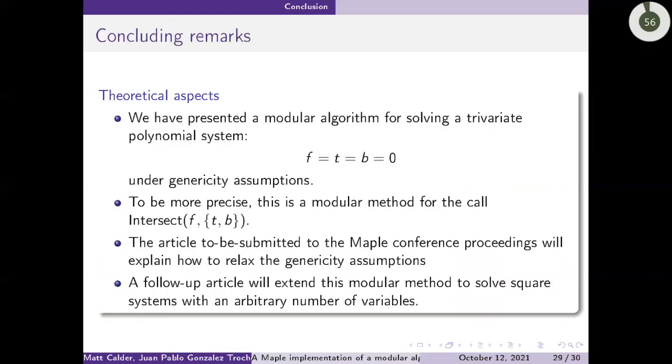The conclusions. The theoretical aspects. We have presented here a modular algorithm for solving a three-variate polynomial system of equations, F equal T equal B equals 0, under genericity assumptions. To be more precise, this is a modular method for the so-called Intercept of F and the regular chains of T and B. The article to be submitted to the Maple conference proceedings will explain how to relax the genericity assumptions. A follow-up article will extend this modular method to solve square systems with an arbitrary number of variables.